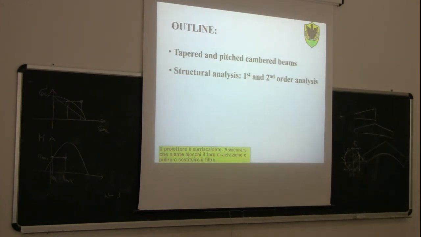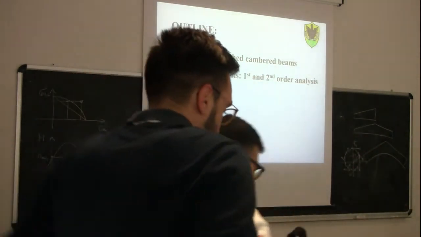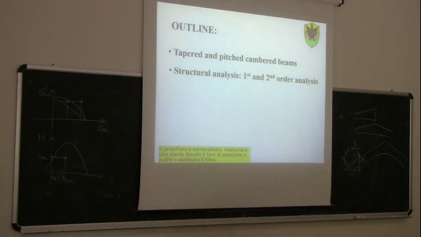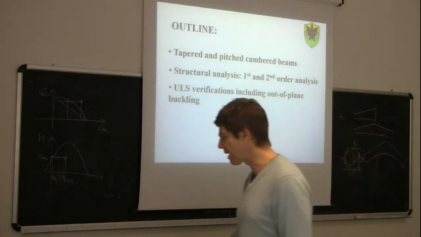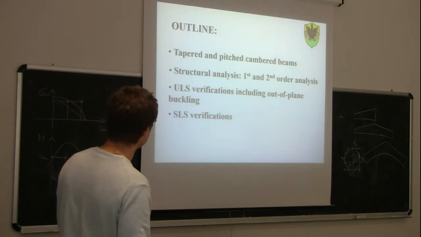Usually what we do in 99% of the cases is linear analysis. However, the Eurocode also suggests the possibility to do a second order analysis. So I'll give you just some basic concepts about how to do the second order analysis. Ultimately, stability verification, including out-of-plane buckling. Already yesterday we started saying something for the portal frame, about taking into account the in-plane buckling and the out-of-plane lateral torsional buckling. Then something about serviceability verifications.